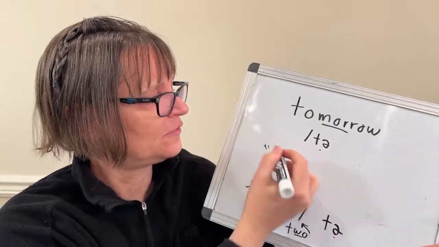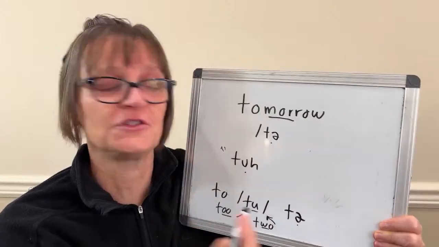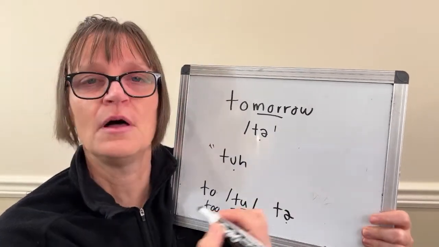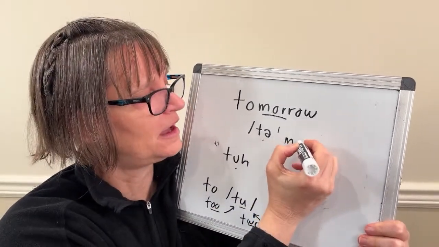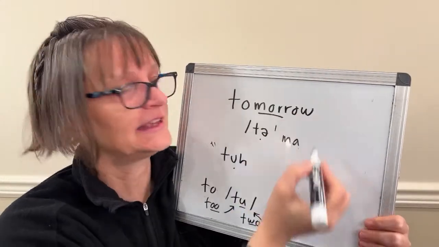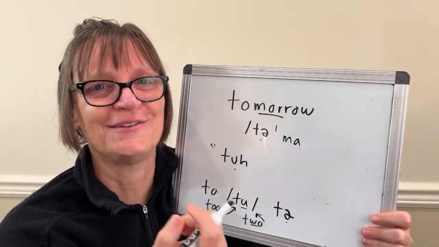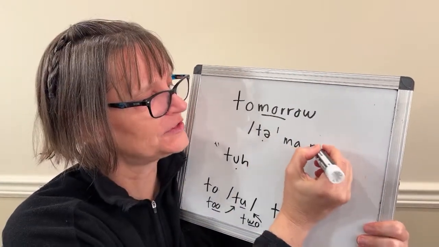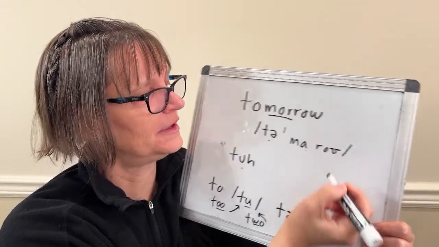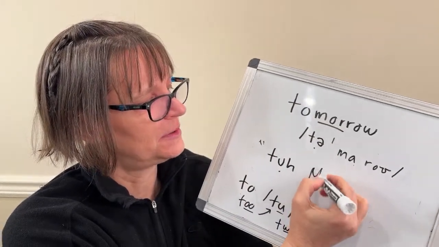So for tomorrow, t, and then the stress falls on the second syllable, ma, with the ah vowel. And then lastly, the OW does say O, like in no or snow. So we have the O diphthong. Tomorrow.